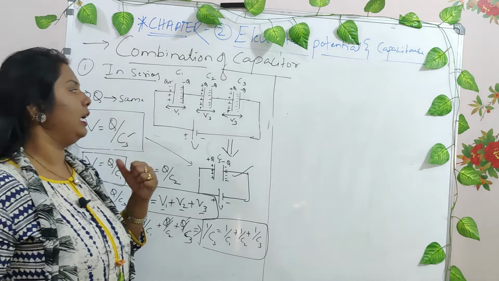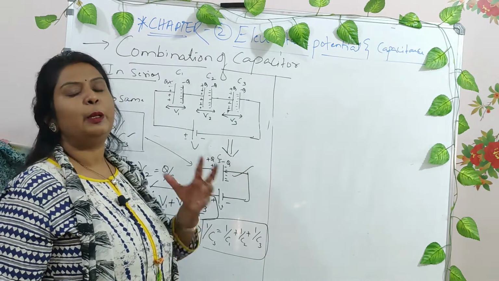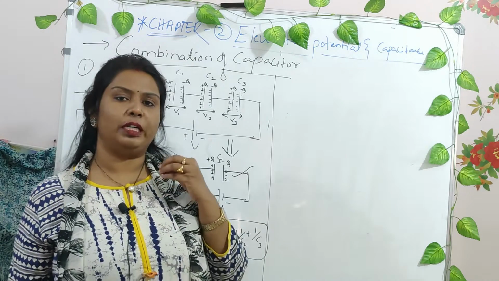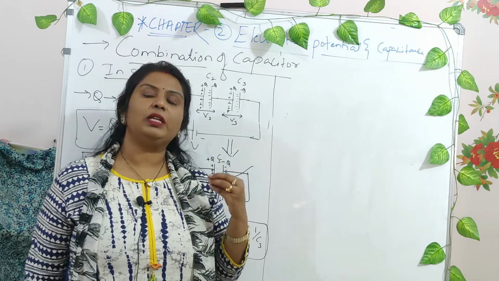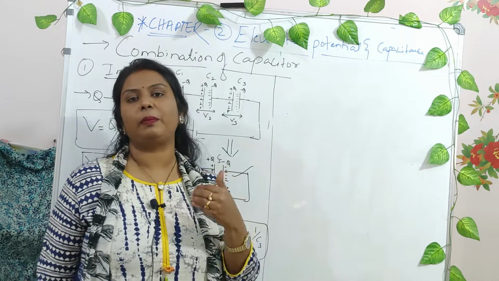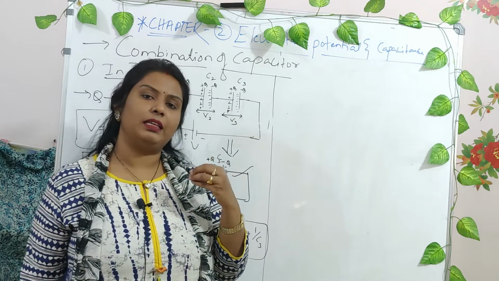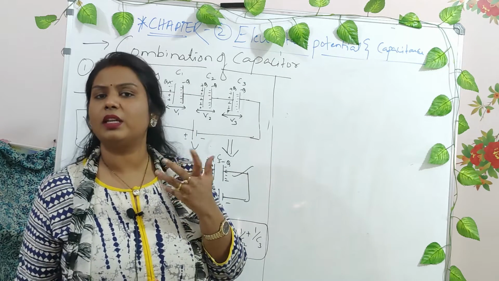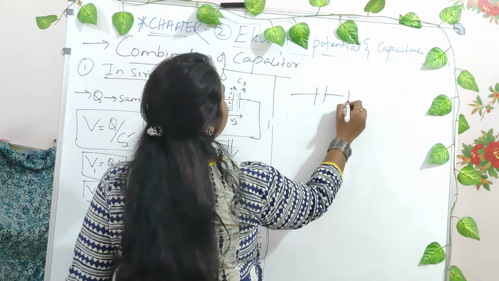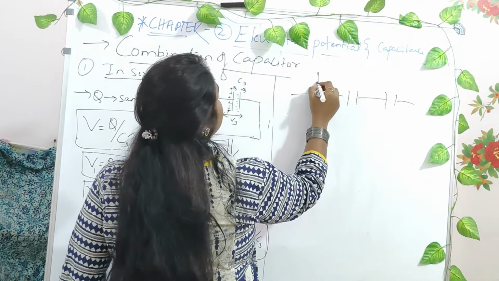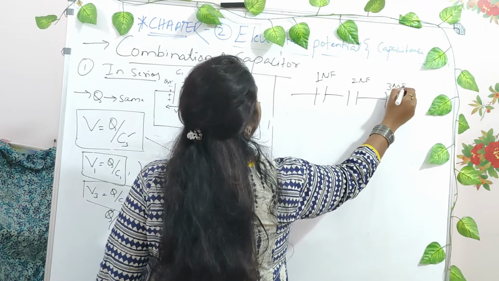Now what is the ultimate logic of connecting capacitors in series? Here you should remember a very important note, and this can be asked in your JEE and NEET examinations. What is the total effective capacitance when capacitors are connected in series? The equivalent capacitance will always be less than the smallest capacitor value. What does this mean? Say for example you have three capacitors, C1, C2 and C3, of 1 microfarad, 2 microfarad and 3 microfarad, right?